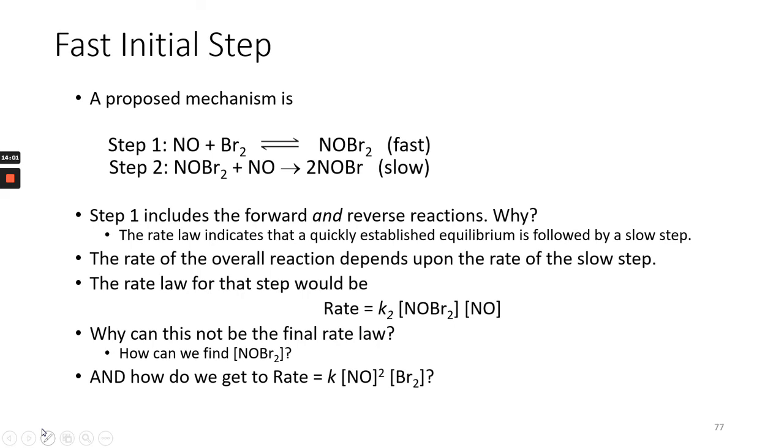So here is a proposed mechanism for that reaction, where the first step now is fast. Remember, this is a little trickier now. If the first step is slow, we could write the rate law just using the reactants. But now we have a fast first step. So step 1 includes the forward and reverse arrows here. Why? What do the forward and reverse arrows mean? This means that your reaction is at equilibrium. And when you are at equilibrium, the rate of the forward reaction is equal to the rate of the reverse.